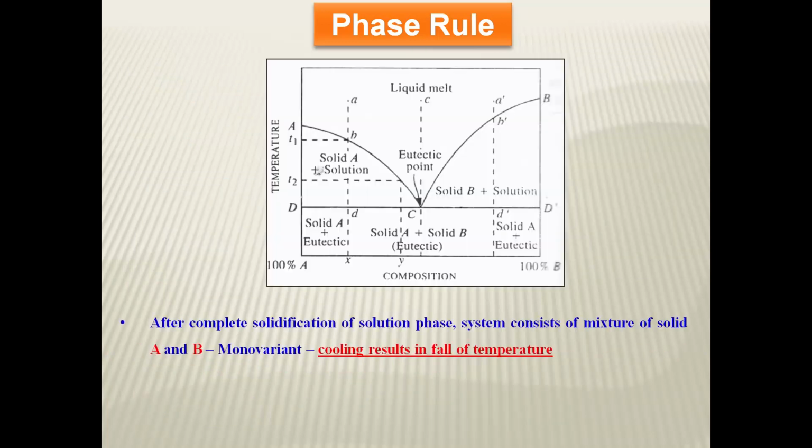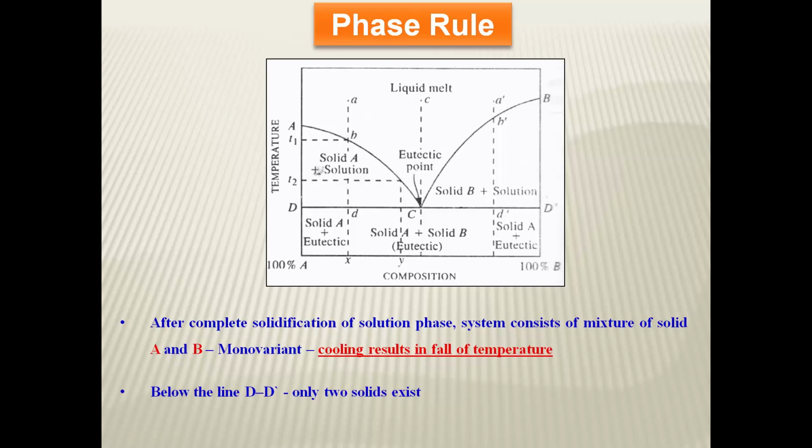After complete solidification of the solution phase, the system consists of a mixture of solid A and B. This is monovariant. Cooling results in just a fall of temperature. There is no change in the composition. So below the line DD prime, only two solids exist.